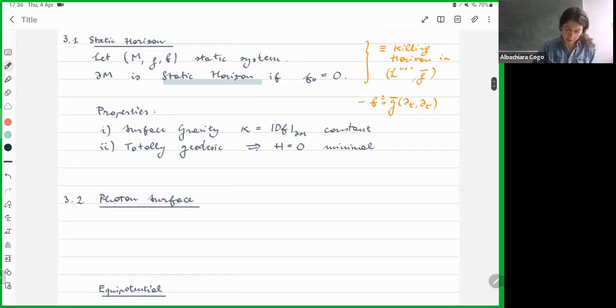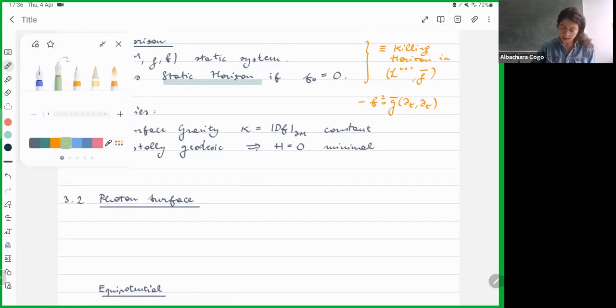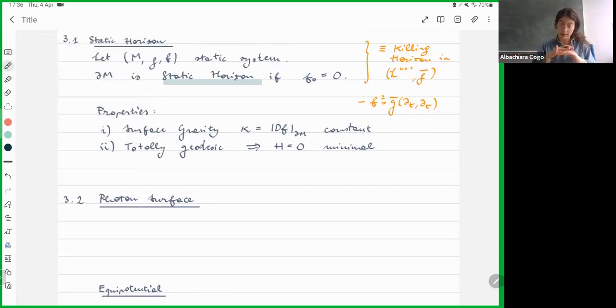So, photon surfaces. I just want to underline that so far we have been working in the time slices, and now to define photon surfaces, we have to go back to the whole spacetime. So the definition is in the whole spacetime, and I will provide some pictures to make it clearer.